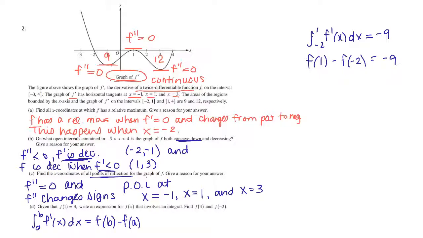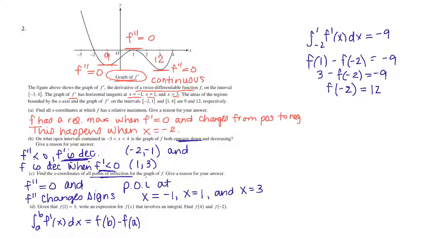Yeah? All right, so what do you know about f at 1? It is 3, isn't it? So I know that's 3 minus f at -2 equals -9. So let's go ahead and do this last part in our head. So f at -2 is going to be what? Positive 12. Y'all see how we did that? Okay, y'all find f at, what's the next one, 4?